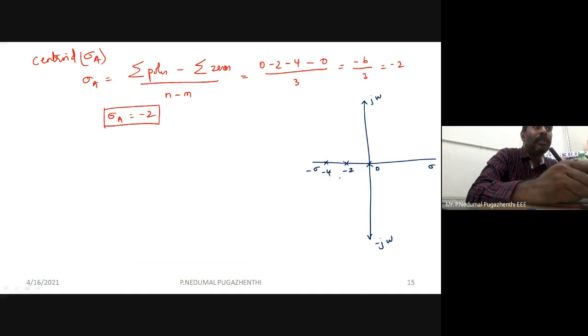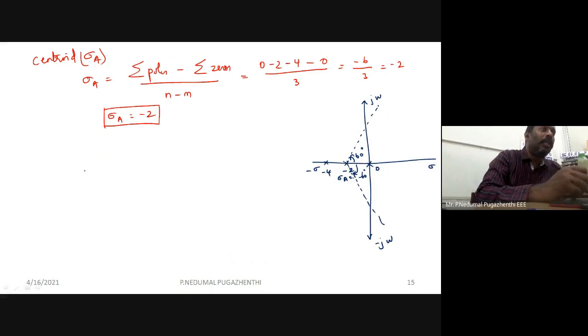Now this is also my centroid. Sigma A is also minus 2. So what I have done is kept the procircle at minus 2, taking that as a reference point. I found this is 60 degrees, and in the same way I have marked this one as minus 60 degrees. So I have marked the asymptotes. 180 degrees is your real axis, so don't worry about that. This is what we have done so far.